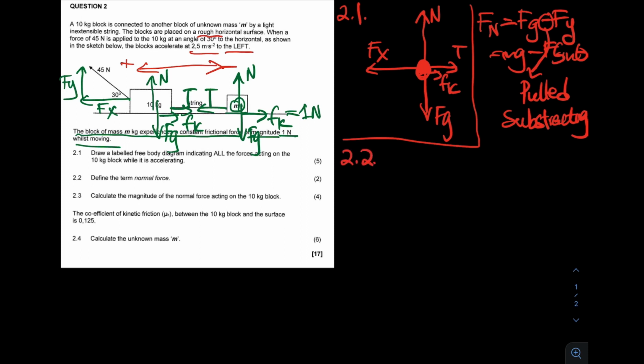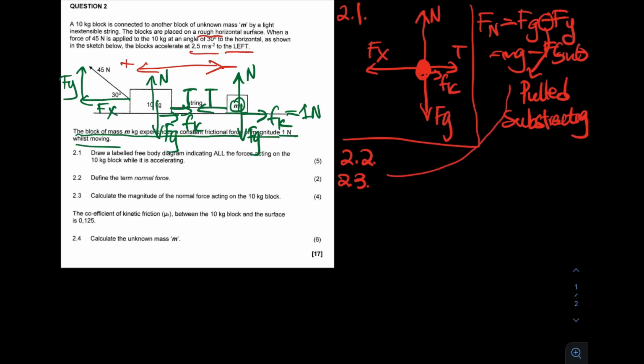2.2, I'm not going to waste time on the definition of the normal force. Check the exam guideline. Okay, let me say it. A normal force is a contact force that the surface exerts on an object, and it acts perpendicular to the surface. Okay, 2.3, calculate the magnitude of the normal force acting on the 10 kg block.